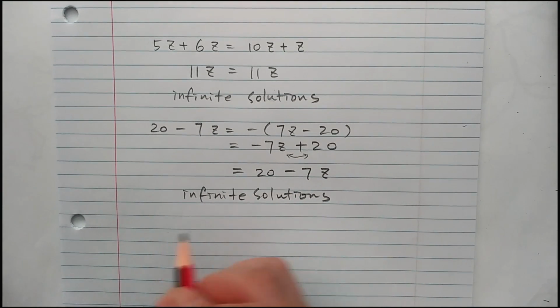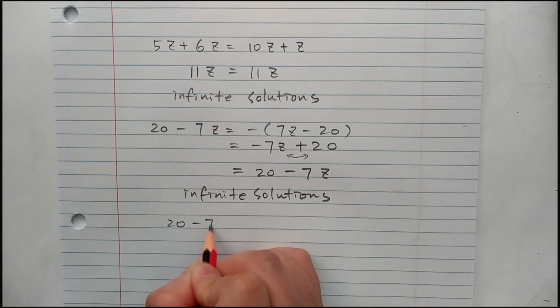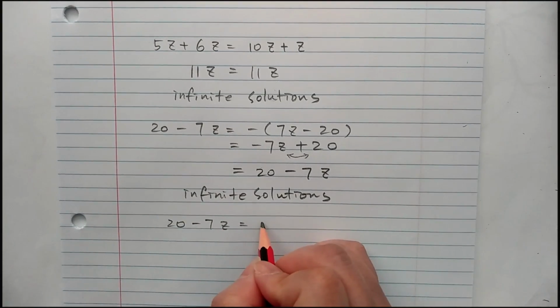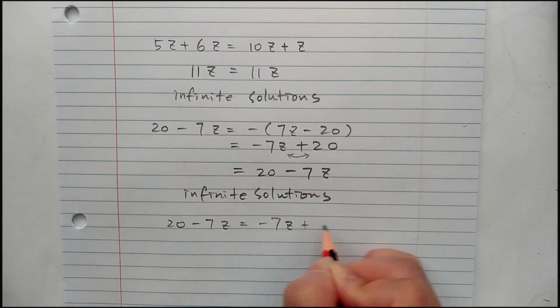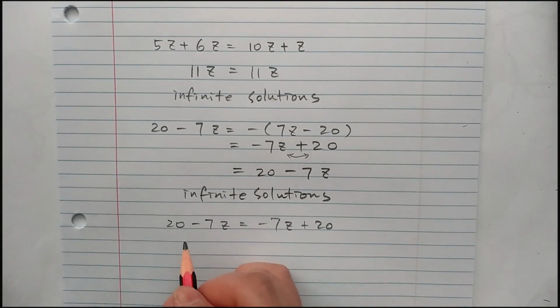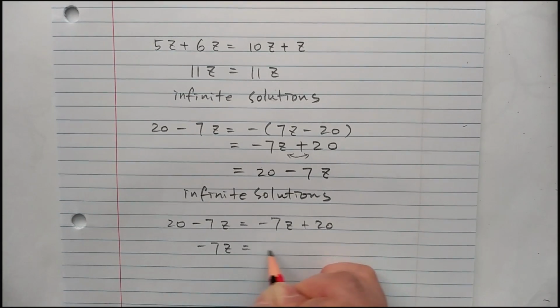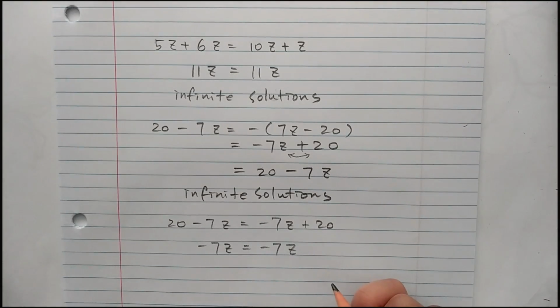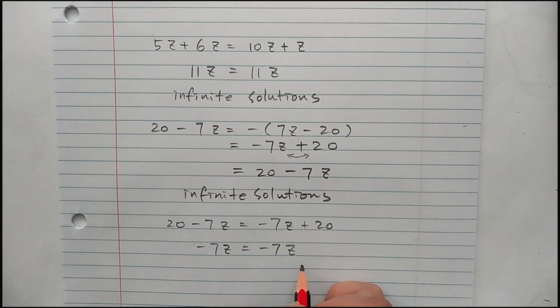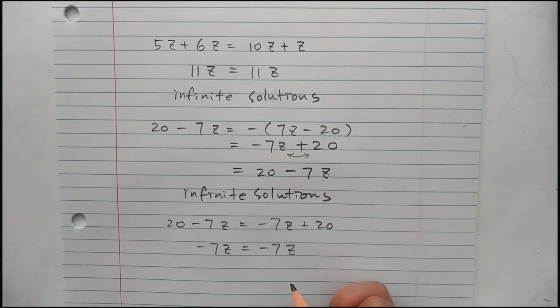And let's say you didn't catch that and try to solve it. 7z is equal to, let's say, negative 7z plus 20. And subtract 20 from both sides, it's going to be negative 7z is equal to negative 7z. Then you will know this is going to have infinite solutions. How do we catch these different cases when the solution is 0 or there's no solution or infinite solutions? We practice.